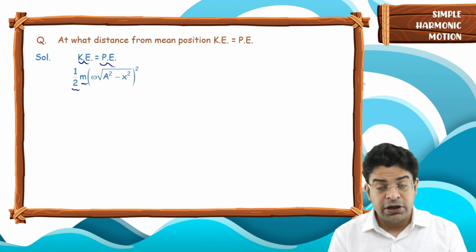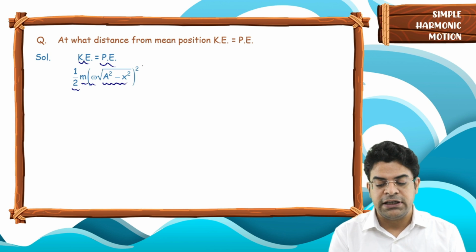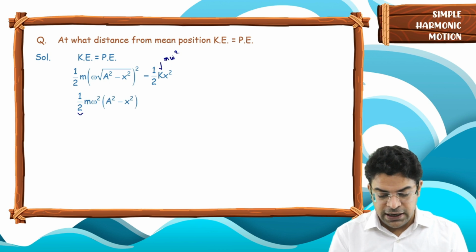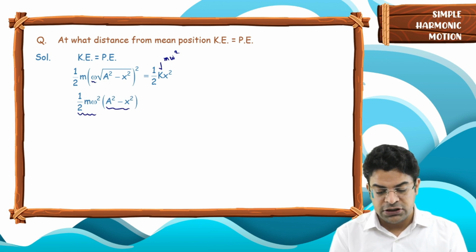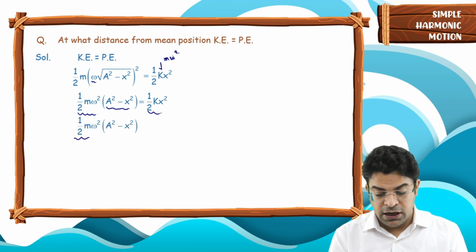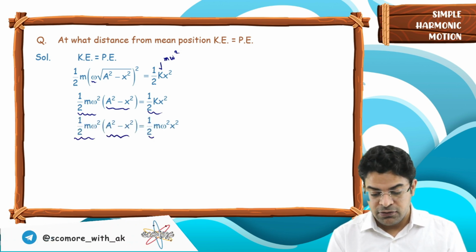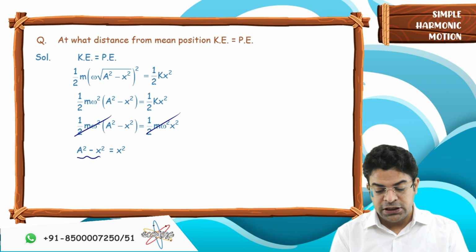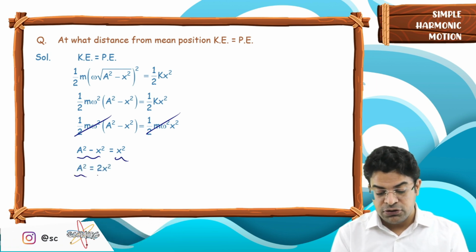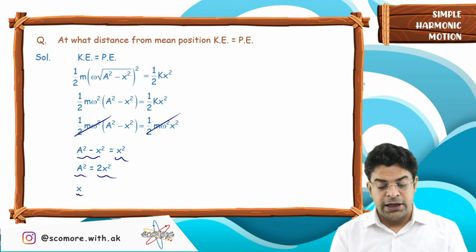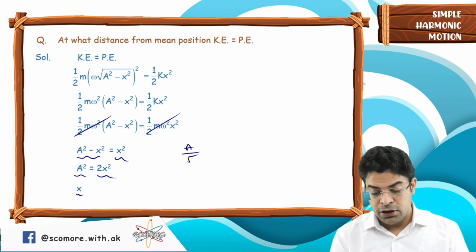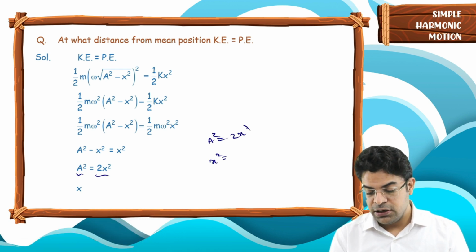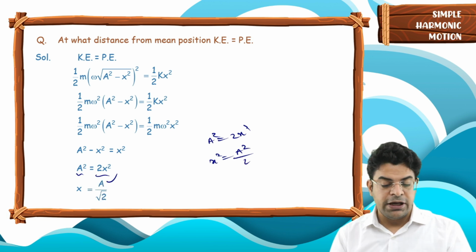So kinetic energy equals potential energy: half m into speed whole square, omega root a square minus x square whole square, equals half kx square. You know that k equals m omega square. So you can write half m omega square into a square minus x square equals half m omega square x square. Now cancel out these terms on both sides. So you get a square minus x square equals x square, or a square equals 2x square, or x equals a by root 2. In the last step, you have got a square equals 2x square. So x square equals a square by 2, or x equals a by root 2.